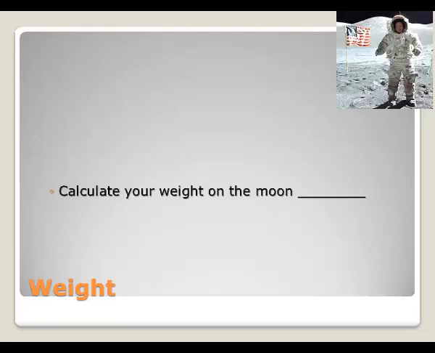So with that information in your head, calculate your weight on the moon. Take a minute to give that a try. In order to answer this question, you would need to know the decimal number for 1/6. So I'd take 1, divide it by 6, and get my decimal. And then I would multiply that number by the weight that I am. And that would give me the weight that I would be on the moon.